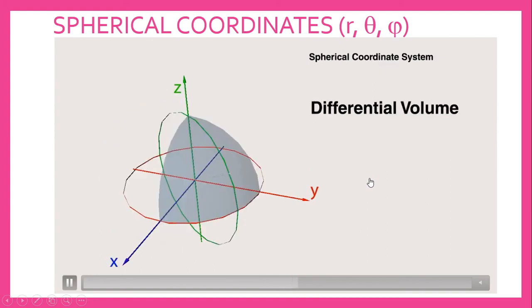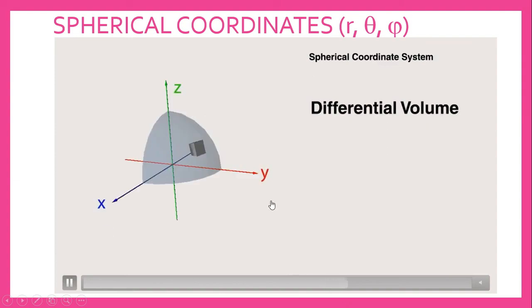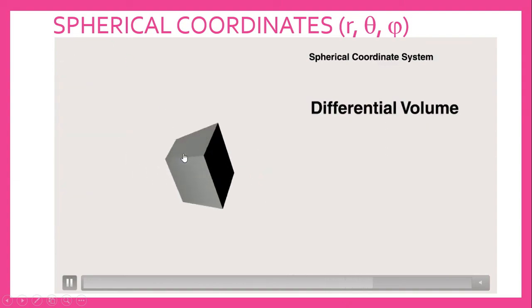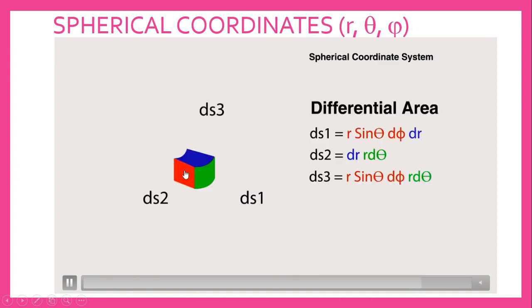How to find out the volume? You have to multiply the three coordinates, these three things. So we are going to find a sector, small portion, differential element. This one r d theta, r sin theta d phi, and this has been represented by three surfaces. To get the volume, you just multiply all these three things. So dS1 is r sin theta d phi, one element, and dr another element. dS2 is dr r d theta, dS3 is r sin theta d phi into r d theta.